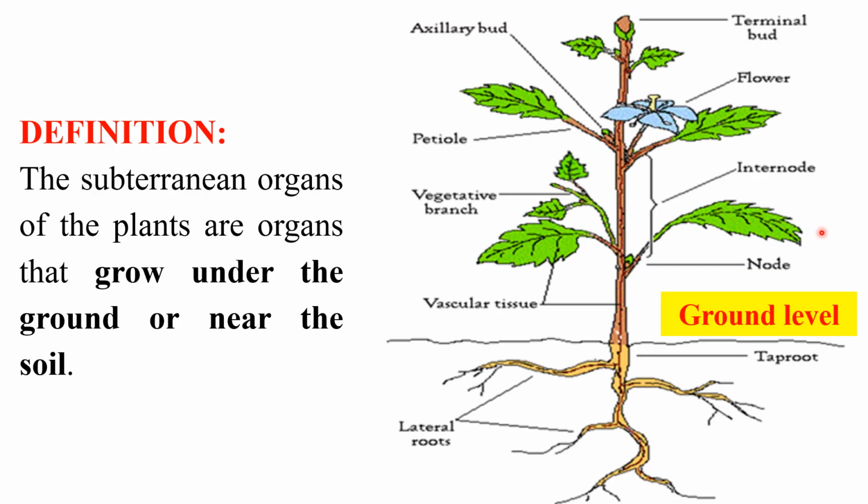As we previously studied in the last semester, the plant is constituted of several organs. Some organs are aerial, such as leaves, flowers, and stem, while other organs are below the ground, such as the roots. So, simply we can define subterranean organs as the organs that grow under the ground or near the soil.